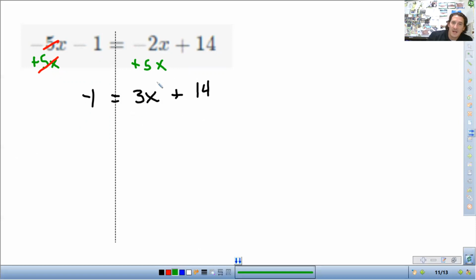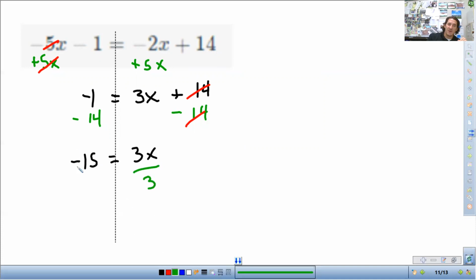Now I can start eliminating the things on the same side as the x. So I'm going to subtract 14 from both sides. Plus 14 minus 14 cancels out. So all I have left on that side is 3x. Negative 1 minus 14. So negative 1 is just to the left of 0. When we subtract 14, we go further to the left. So we're getting further away from 0. So we end up at negative 15.